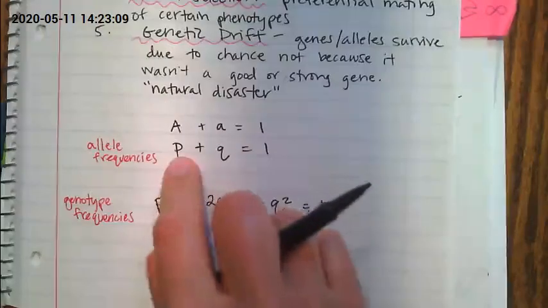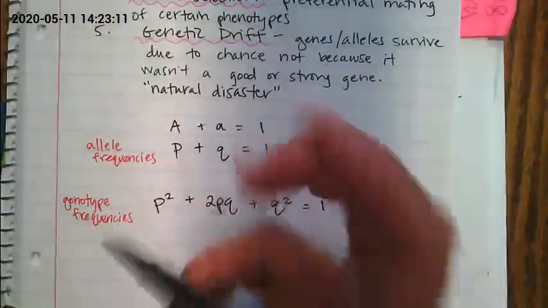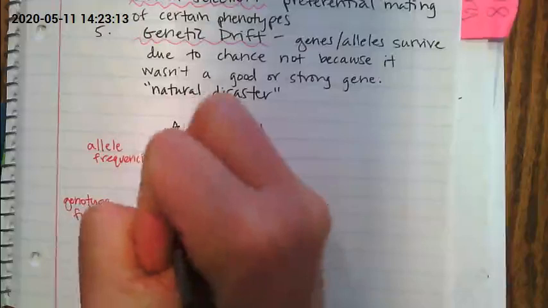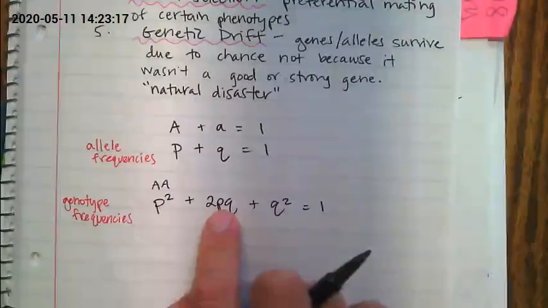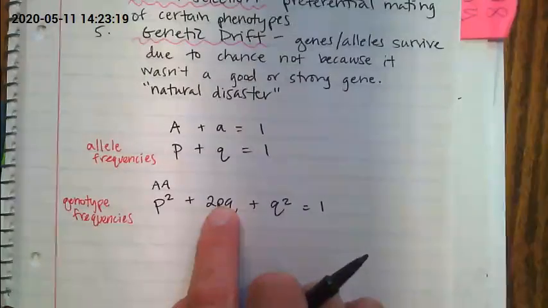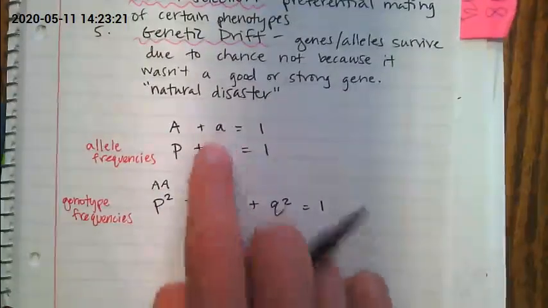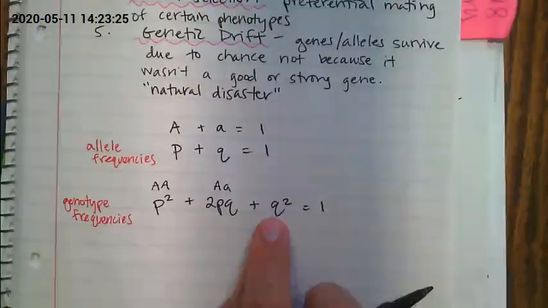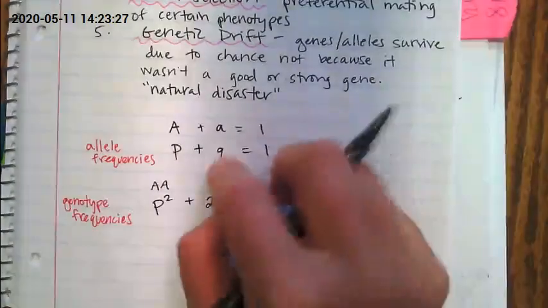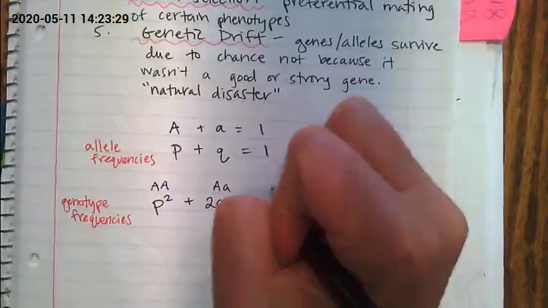So remember our P was our dominant allele, so our P squared just means 2 dominant alleles, so that's our homozygous dominant genotype. 2PQ, remember P is our dominant and Q is our recessive, so this is going to be our heterozygous. And then Q squared would be 2 lowercase, 2 recessive.